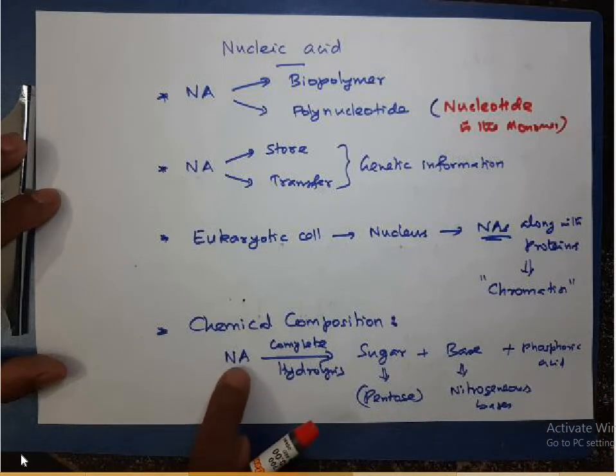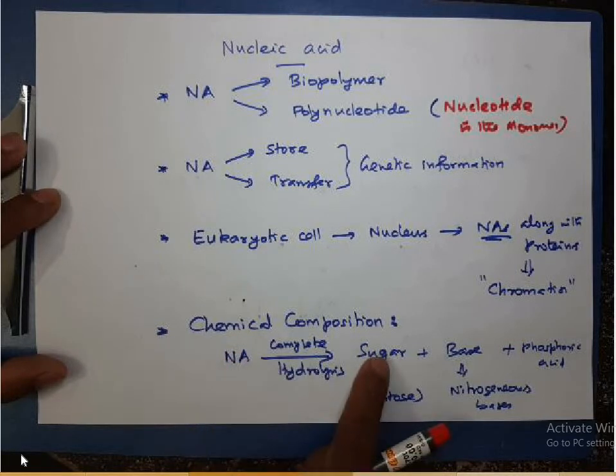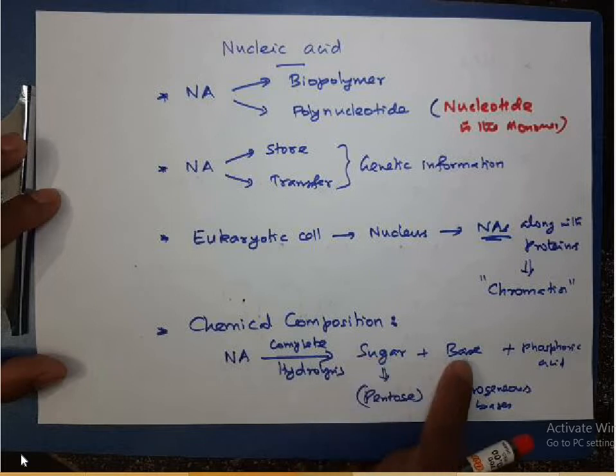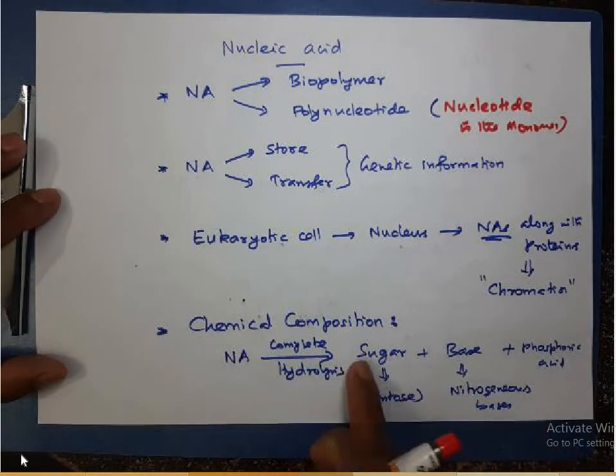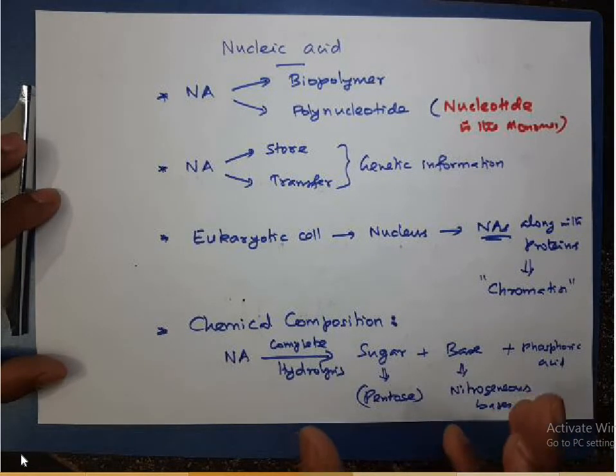Nucleic acid is a polymer. If you hydrolyze this polymer completely, you will get many molecules of sugars, many molecules of bases, and many molecules of phosphoric acid. So what does this indicate? It indicates that sugar, base, and phosphoric acids are the building blocks of nucleic acids.